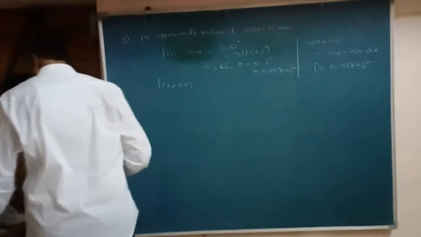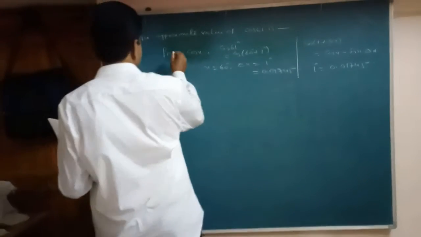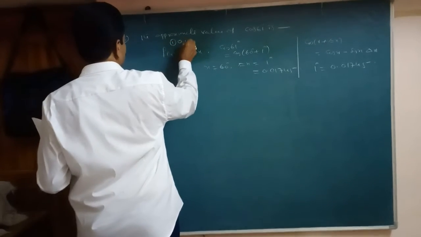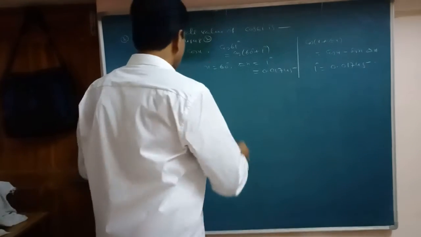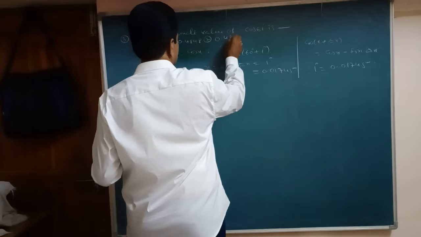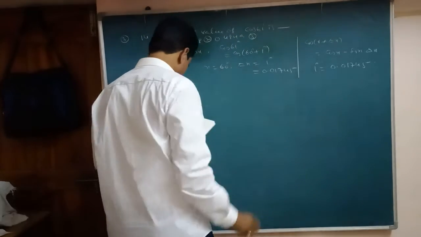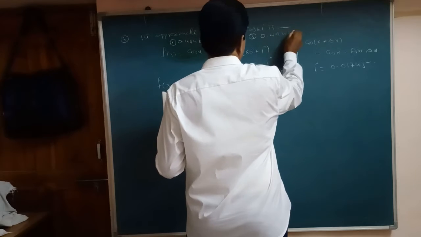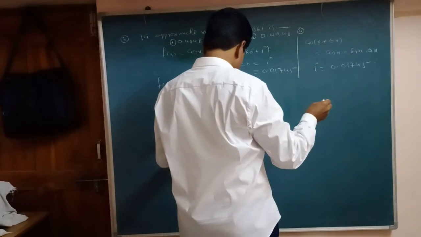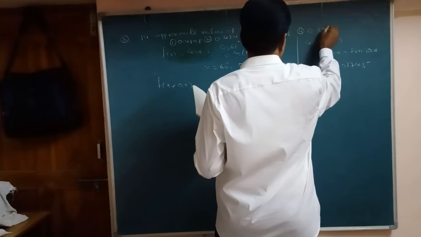Here are the options. First option is 0.4848, second one is 0.4849, third one is 0.4948, and fourth one is 0.5054.